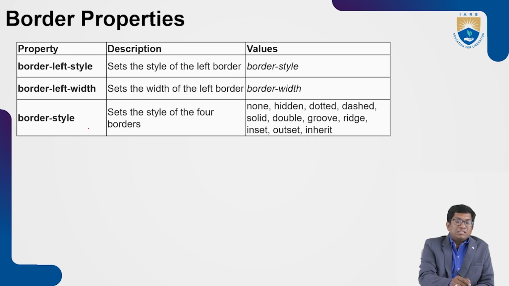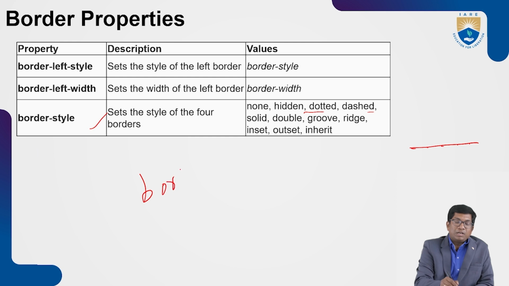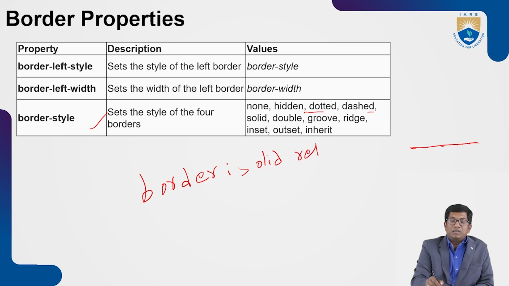And next we have border style. It sets the style of the four borders: hidden, dotted, dashed. Suppose you need a dotted line for that border, then you can use dotted. Suppose you need solid, then specify the border style as solid, and a red color. So we can specify it. And width also you can specify, for example, 2 pixels solid red color.